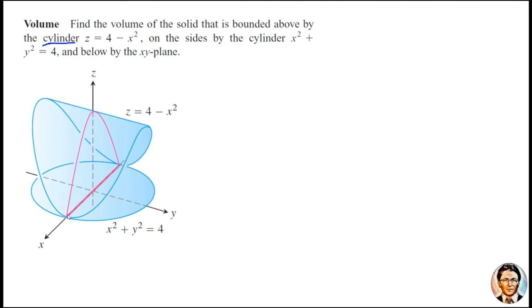So you have the parabola z is equal to 4 minus x squared, and it is extended along the y-axis. So this is the first cylinder. On the sides by the cylinder x squared plus y squared is equal to 4. So this second one is the cylinder in the usual sense.